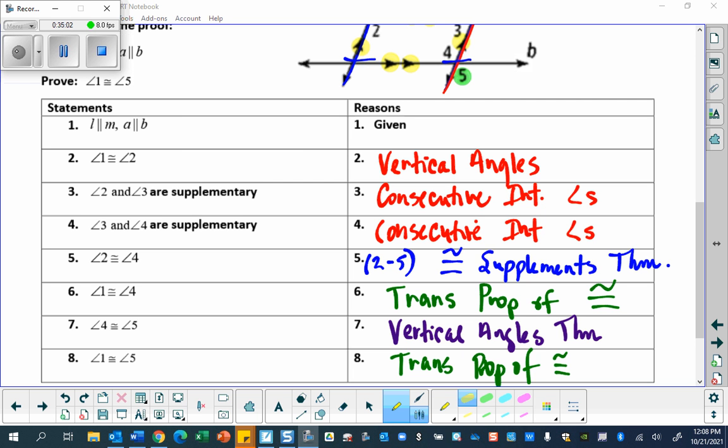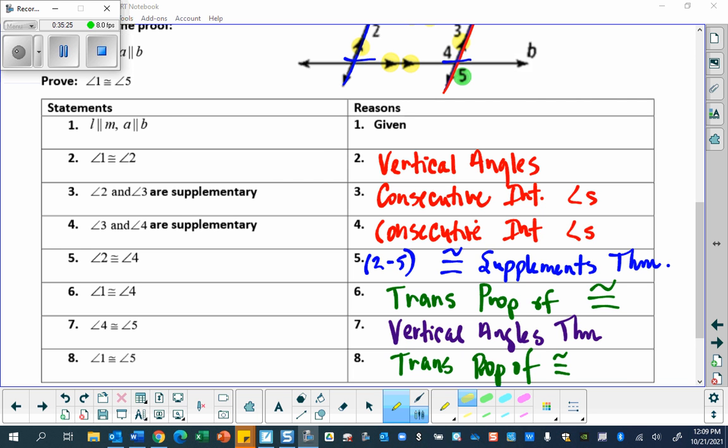So we have to know where to find these, and we have to know that they're there already. If we forget them, it's okay. We just need to know where to go get them. I love that idea because 2 and 4 are both supplementary to the same angle. 2 and 3 are supplementary. 3 and 4 are supplementary.